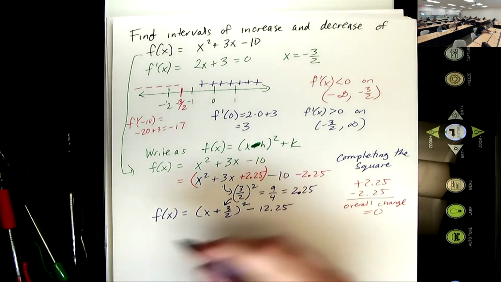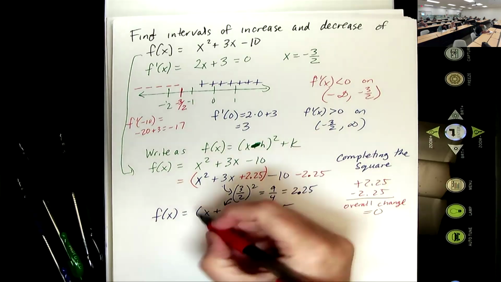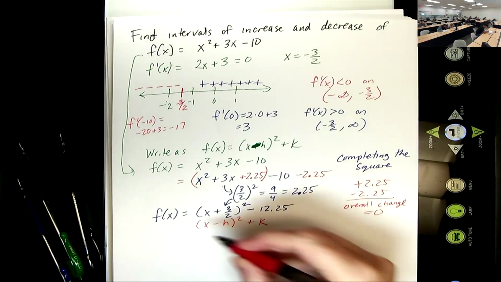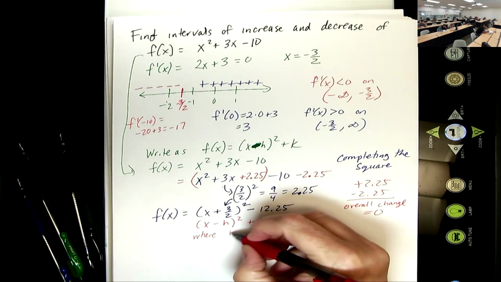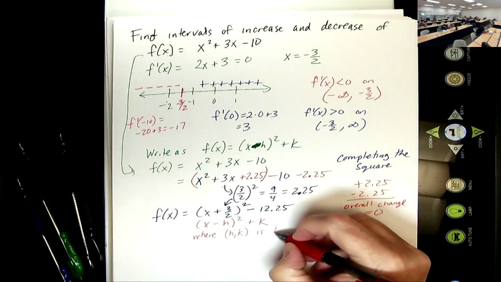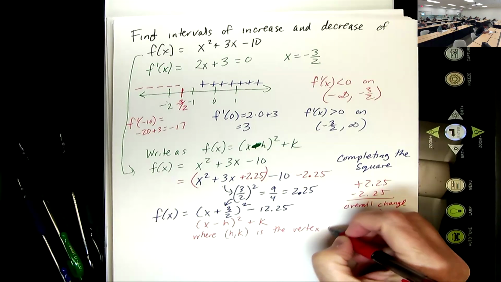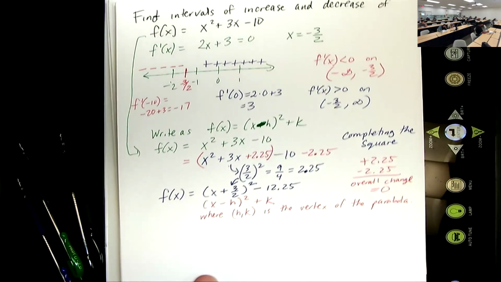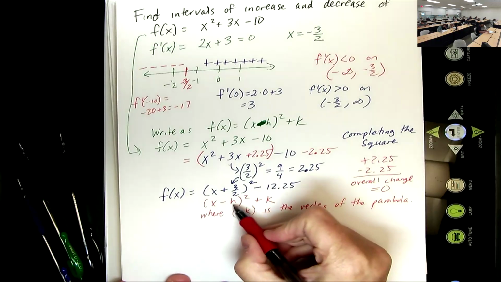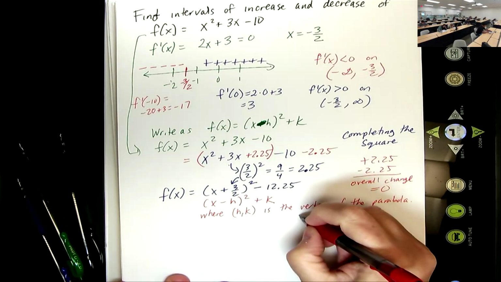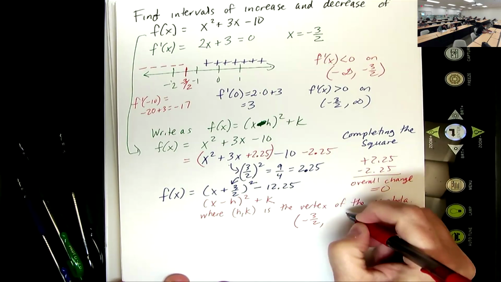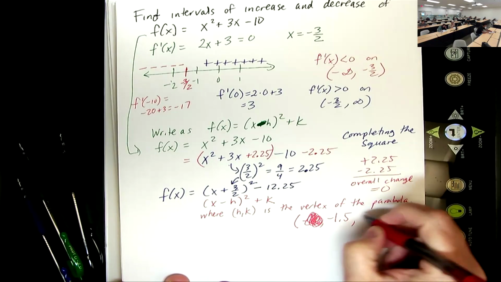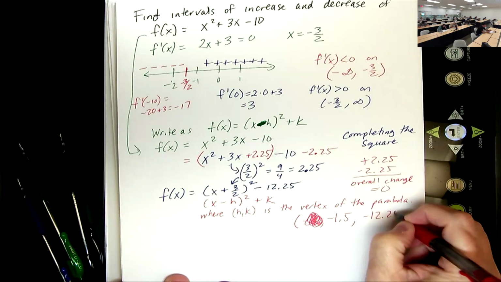And so this matches up with x minus h squared plus k, where h, k is the vertex of the parabola. So this says negative h, but that's positive. So h is actually gonna be negative 3/2, or negative 1.5. And k is gonna be negative 12.25.